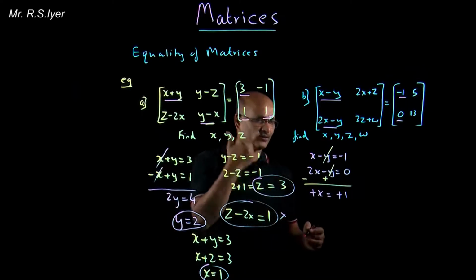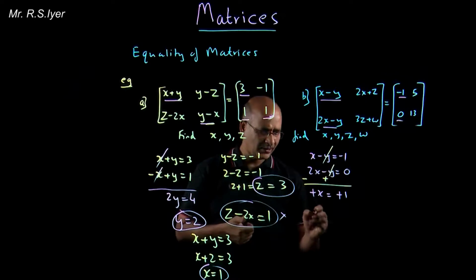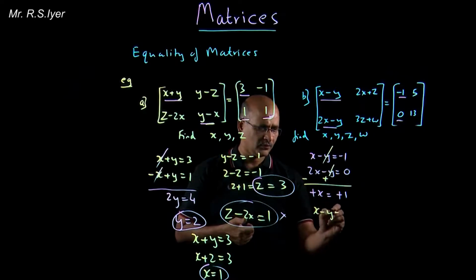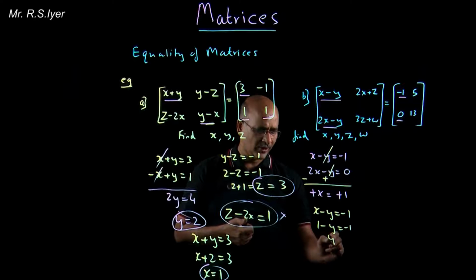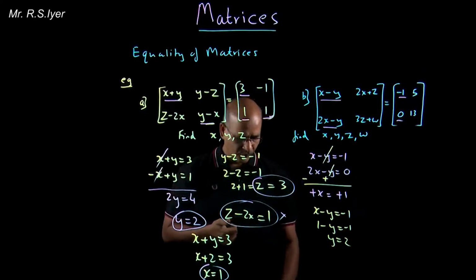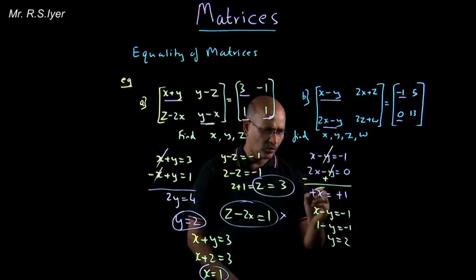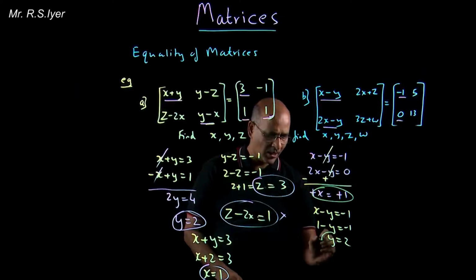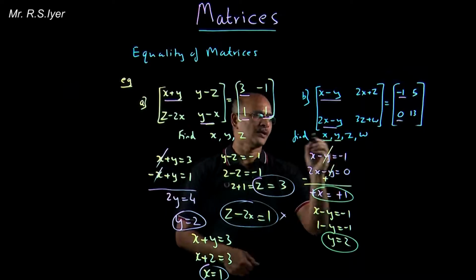Now once I get x as 1, children, I can get the value of y. How do I get the value of y? I write the equation, first one, x minus y equals to minus 1. Now x value is 1. So 1 minus y is equal to minus 1. So finally y will be 2. So what I got, basically I got x equals to 1, y equals to 2.